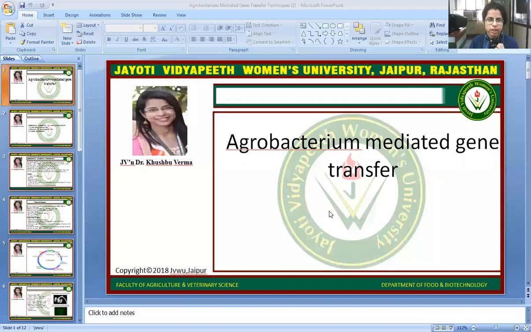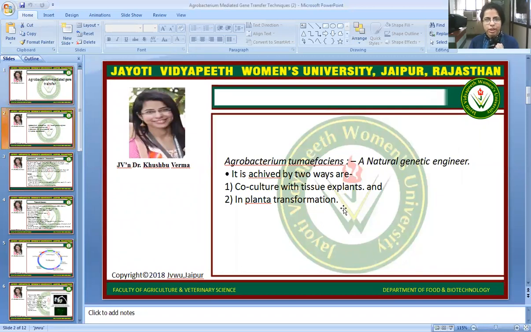Today we will discuss a gene transfer technique, which is the Agrobacterium-mediated gene transfer technique. This session is related to the recombinant DNA technology course of the BTech FBT and BSc BT 6th trimester program. Agrobacterium tumefaciens, a natural genetic engineer. It is achieved by two ways: co-culture with tissue explant and in-planta transformation.